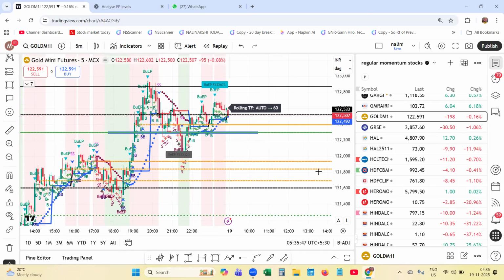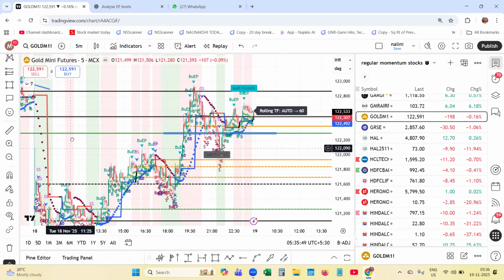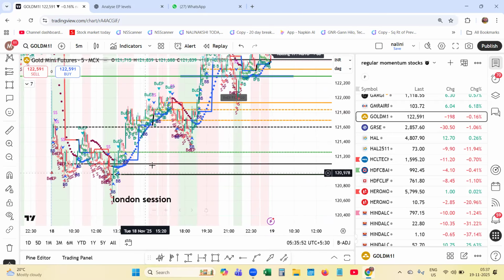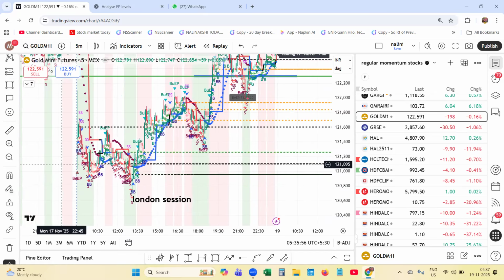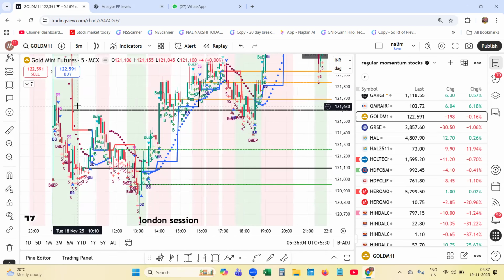Yesterday morning, the market came down to hourly support. It gapped down. If you see over here, it gapped down, and hourly support was created in the morning yesterday. Even here also, at the bottom itself, it has created a new EP, 120.